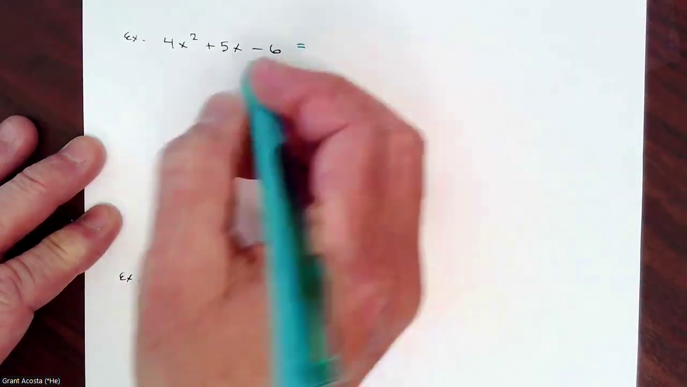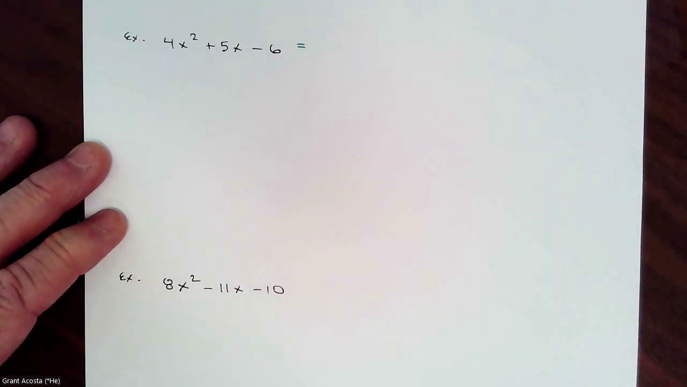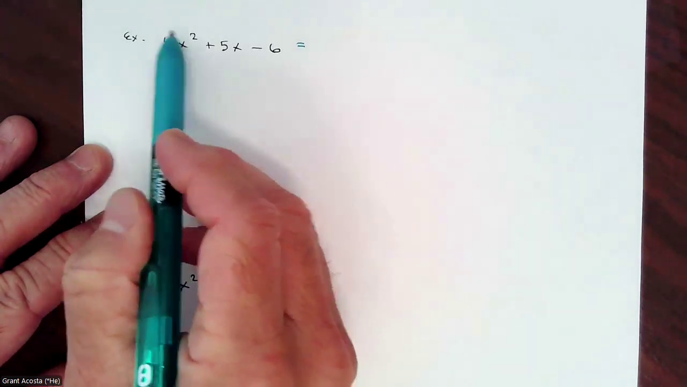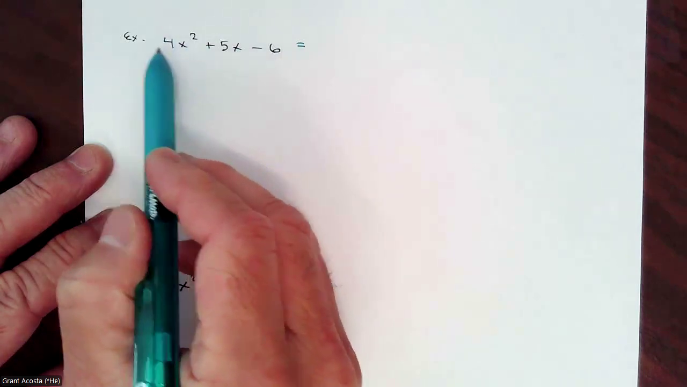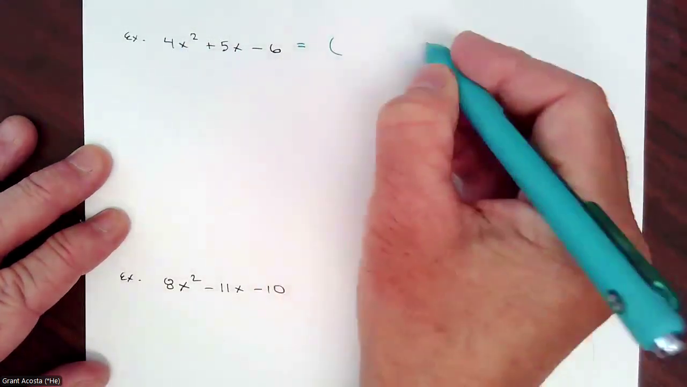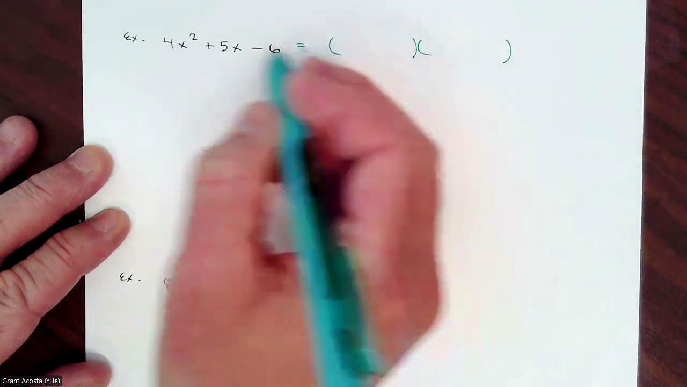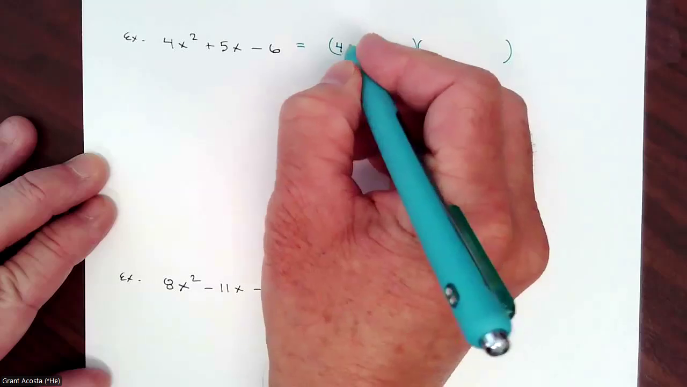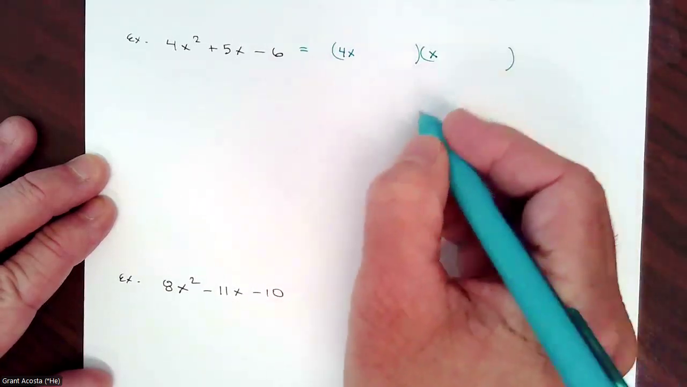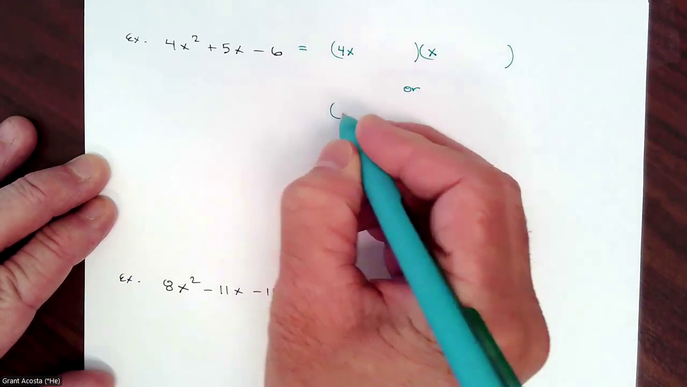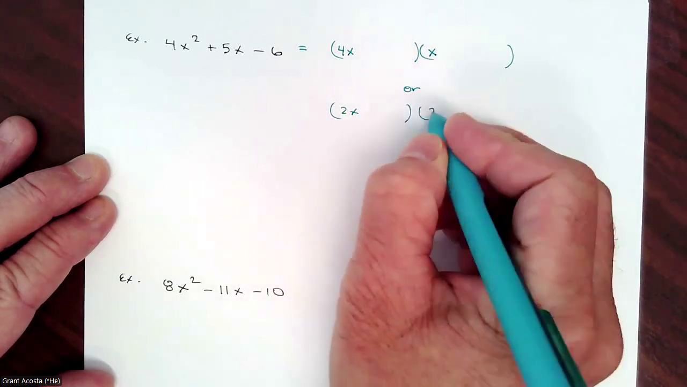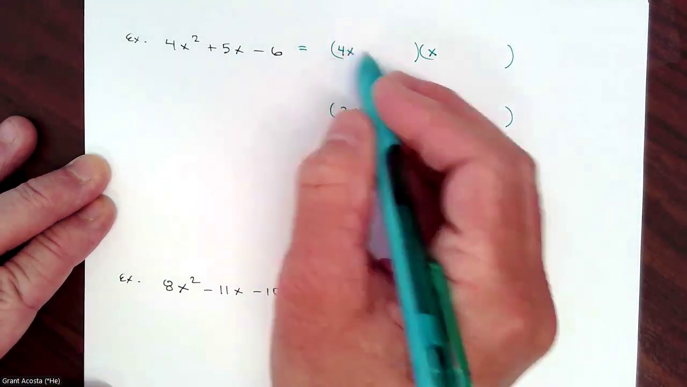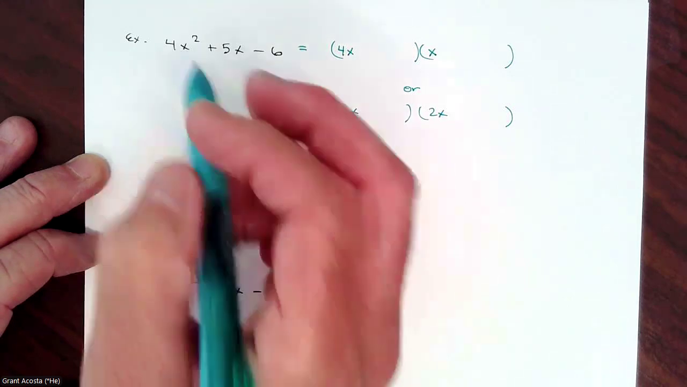Now, oftentimes I'll get a lot of pushback when it's something like this, because it makes this one a little bit harder. I still have 6 as my last number, but the first terms have to multiply to give me 4x squared. And there are two ways that could happen. It could be 4x and x, or I could have 2x and 2x. Both of those could give me the 4x squared, so I have to consider two cases there.